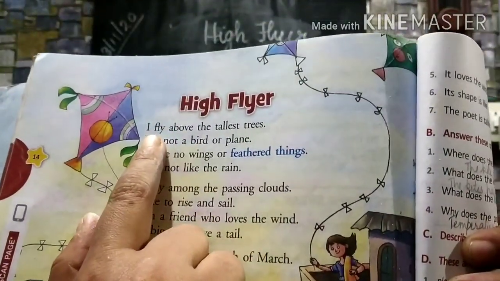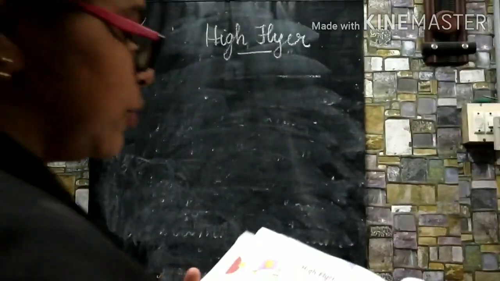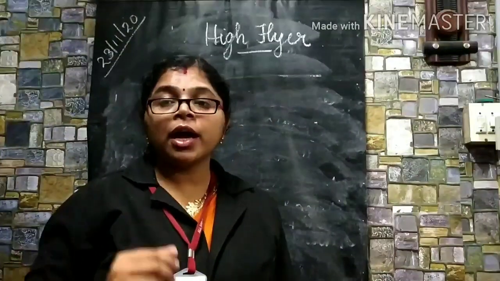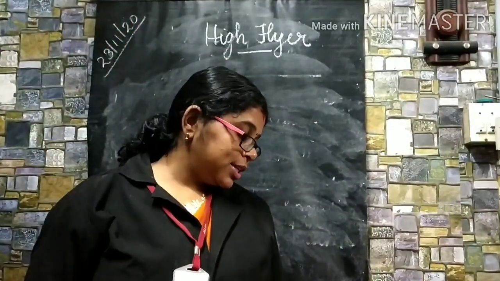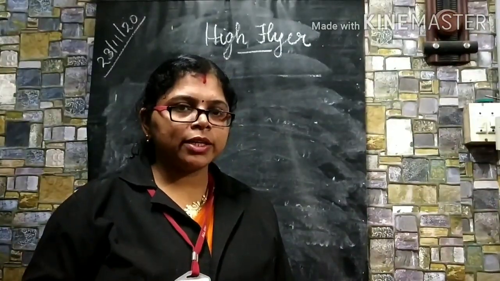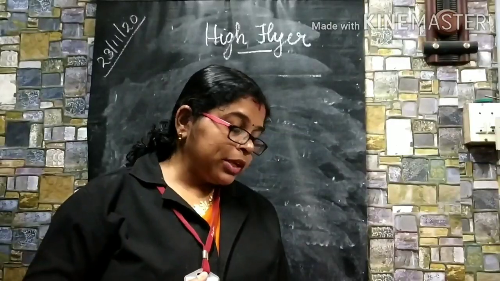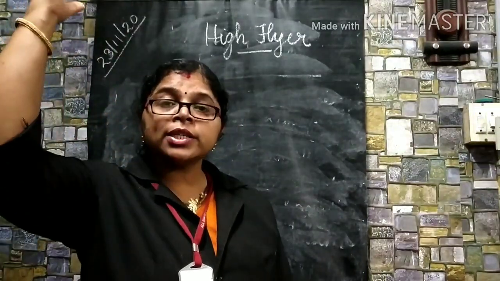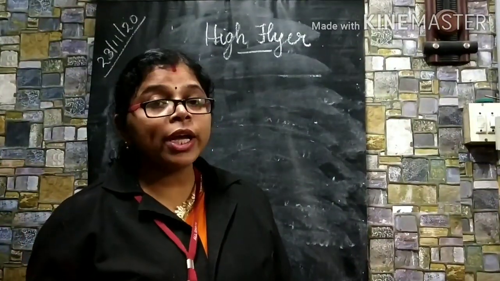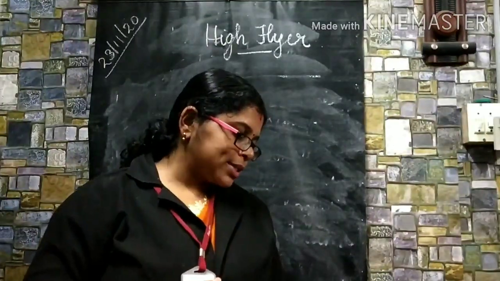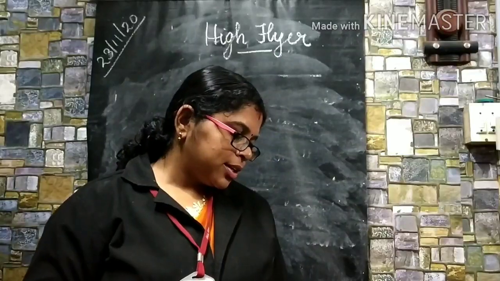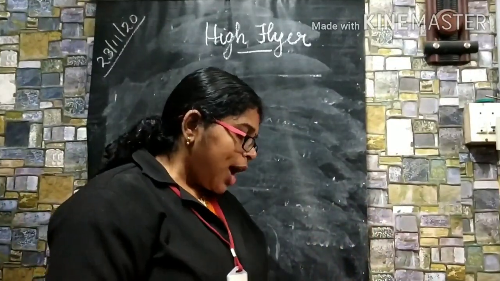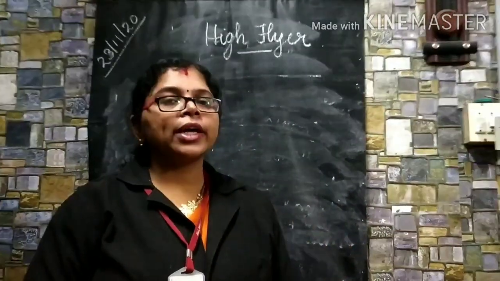Look here, children. I am reading. Just listen carefully. I fly above the tallest trees. I am not a bird or plane. So, look here. We will know who "I" is here. So, it is flying above the tallest trees. It is neither a bird nor a plane. I have no wings or feathered things. So, it has no wings, nor feathers. I do not like the rain, but it does not like the rain.